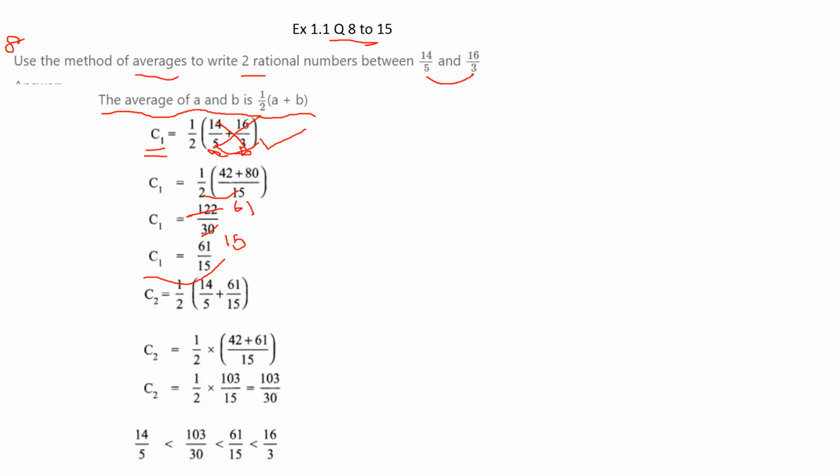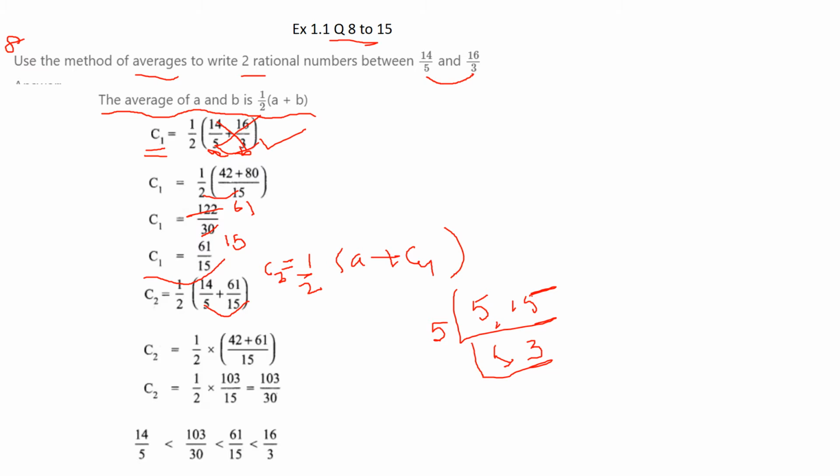After that, C2 equals 1 by 2 into A plus whatever our C1. So, 1 by 2 into 14 by 5, A, plus our C1 which is 61 by 15. So 5 comma 15, you find the LCM. 1 5 is 5, 3 5s are 15, and 3 1 comma 3 is 1 time. So 5 into 3, 15, is our LCM.